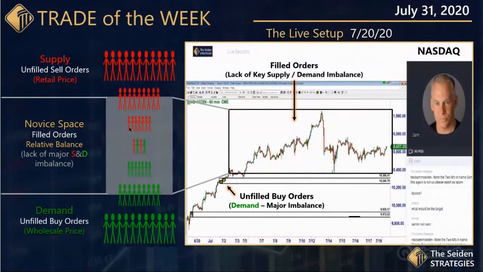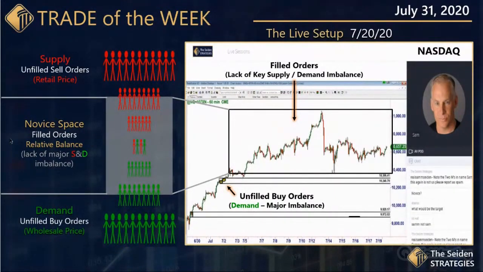So the picture of what these three areas look like on a price chart is very clear and always the same. And the nice thing is there's only two different pictures on a price chart if you know what you're looking for. It's either an area where most orders are filled, in other words, there's a lack of a supply-demand imbalance, or areas where you have a lot of unfilled orders. And I want to talk about that just for a moment, and then most of this will make sense.